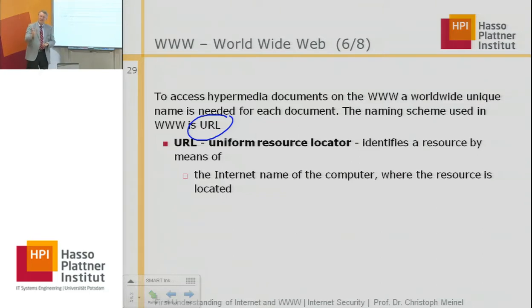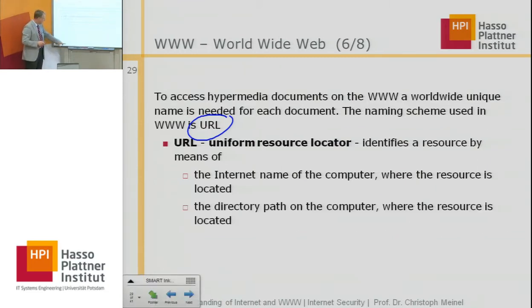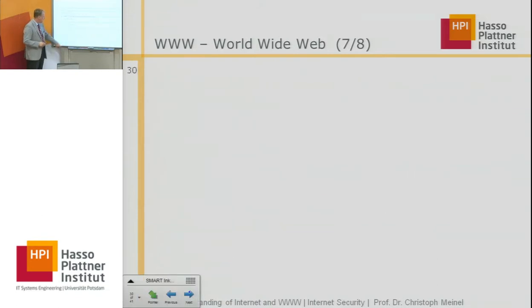Also in the internet, each computer needs an address. You remember this was a task of the internet protocols. Now each document needs a name, and one part of the name is the name of the computer where the resource is located. And the other part of the name describes the path on that computer to reach this resource.